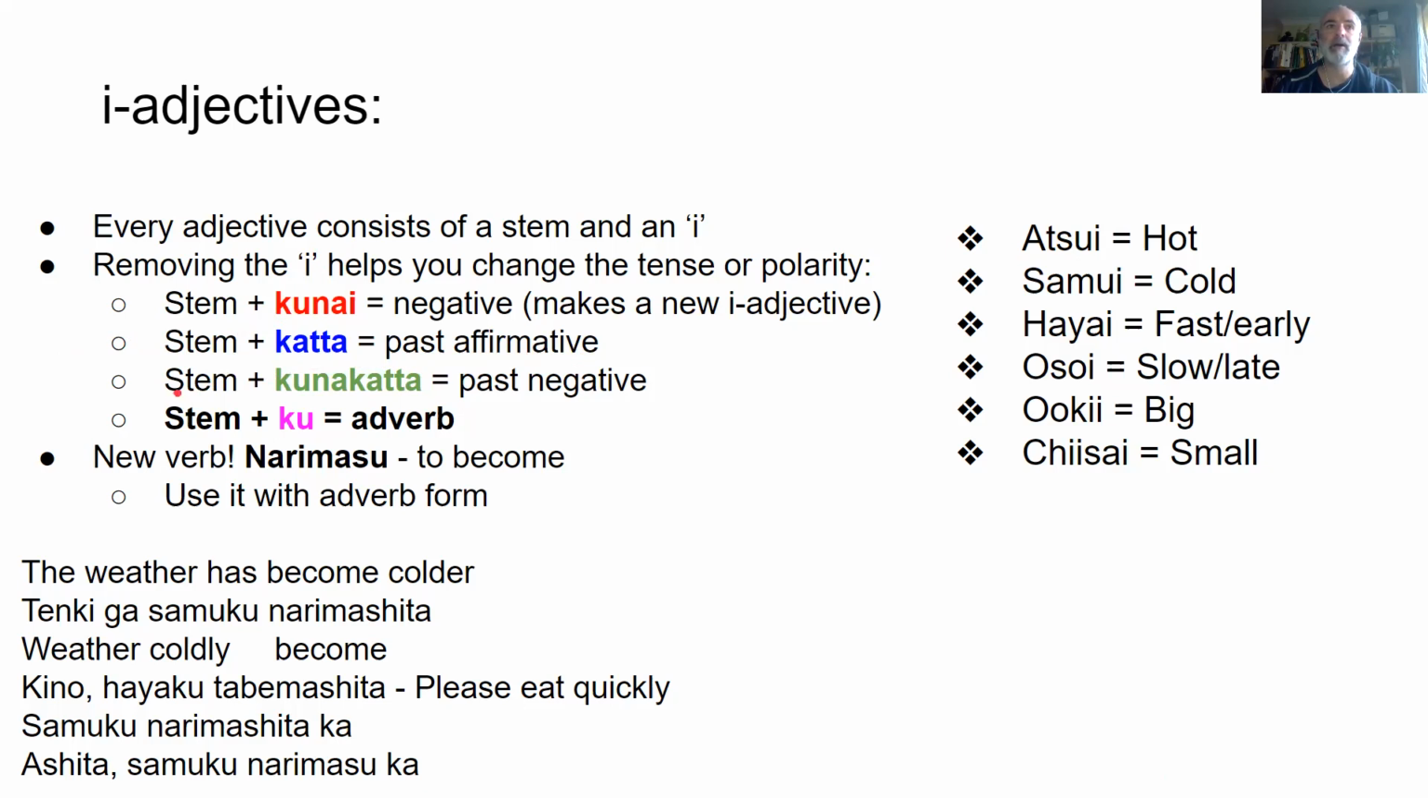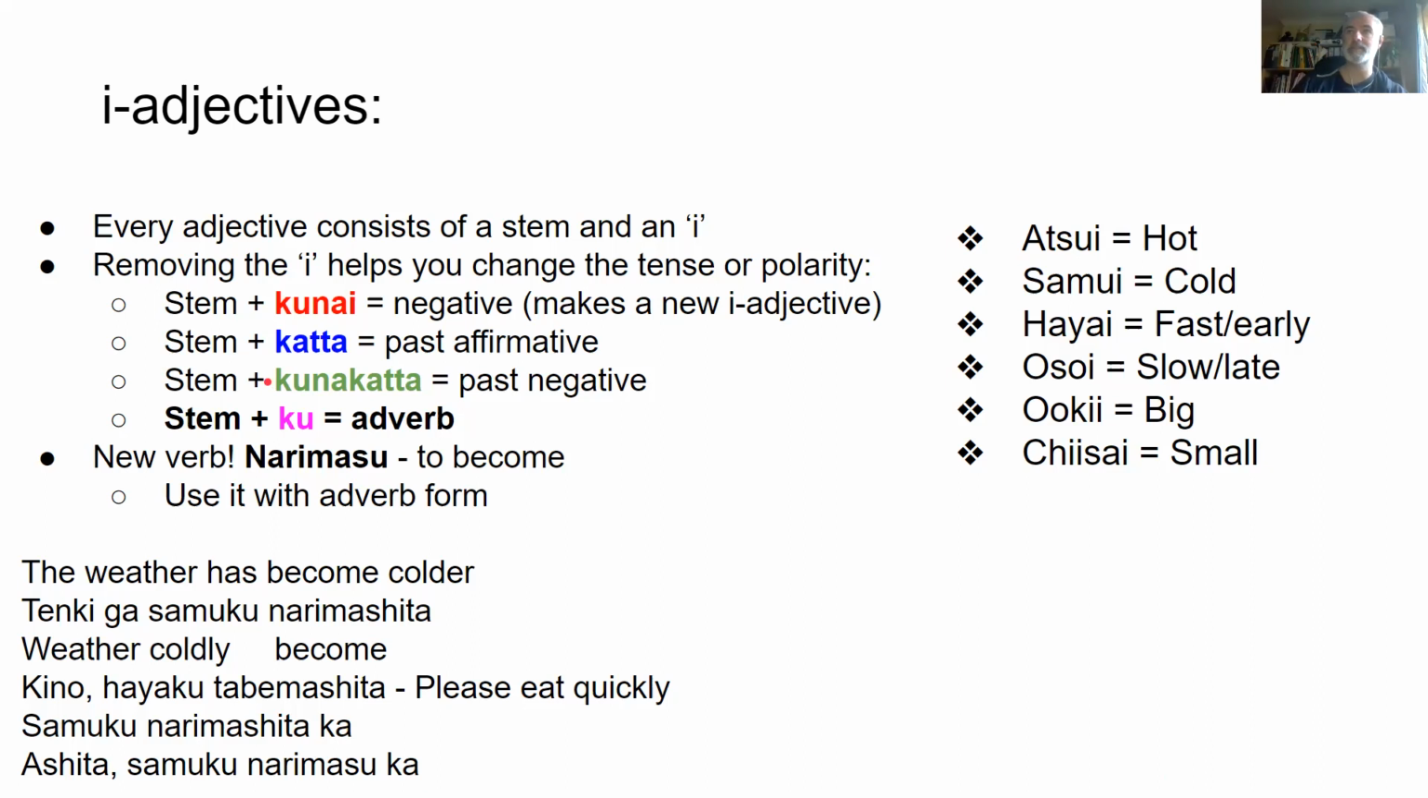If we want to make the past negative, then we combine these together. As I said, atsukunai is a newly made i-adjective. It's got a little i at the end. So again, to make this into the past, we simply remove that little i and replace it with katta. So it was not hot would be atsukunakatta desu.